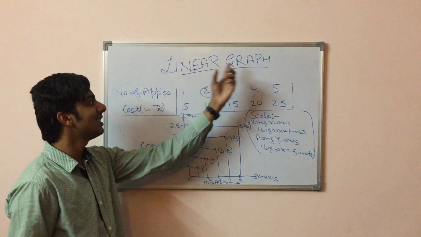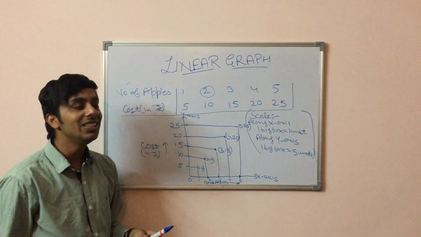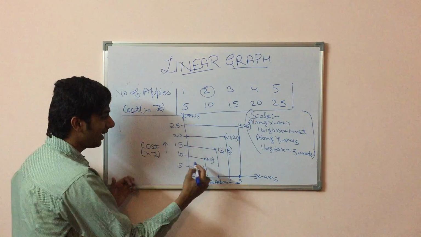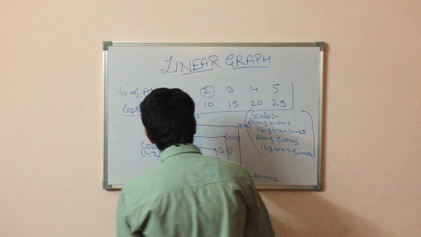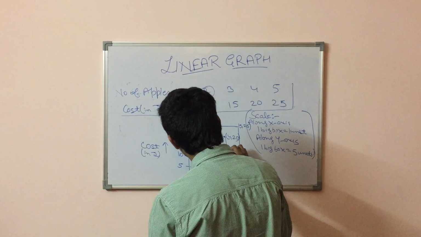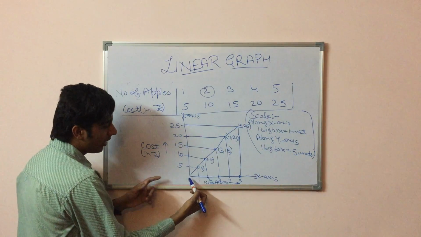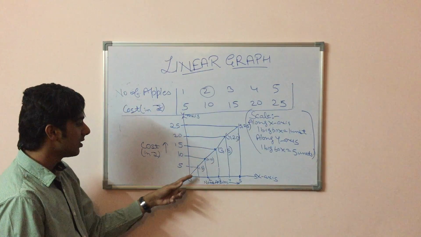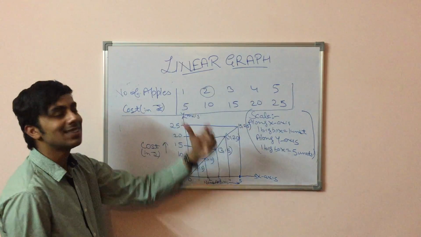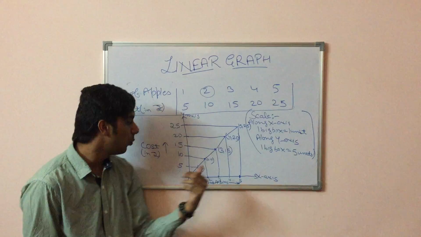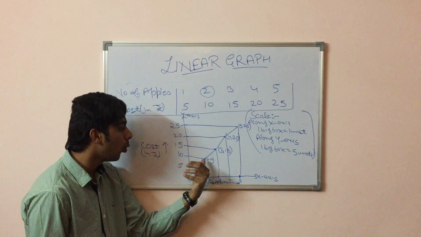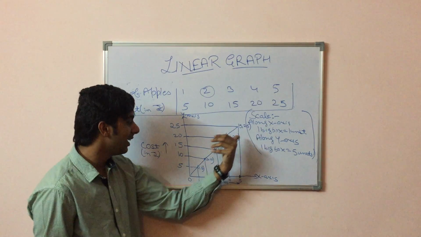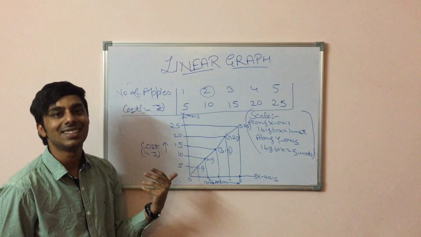Now our chapter says linear graph. What is a linear graph? A linear graph means there is a straight line passing through all the points. Like in this case, if I join the line from 0, it is coming in a straight line. So this is called a linear graph. When all these coordinates, and 1 comma 5 is what? It is a coordinate. When all these coordinates come in a straight line, this is called a linear graph.